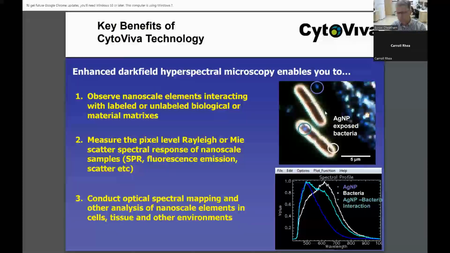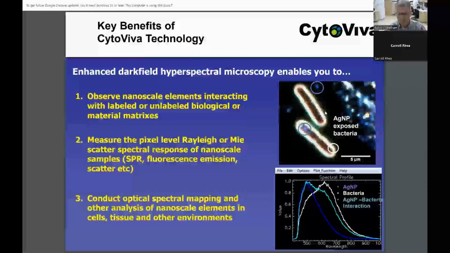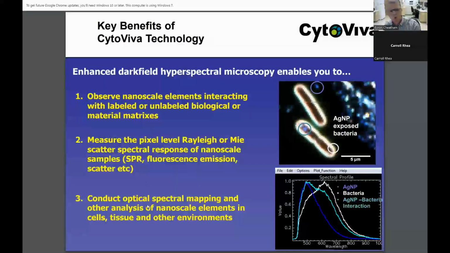A quantum dot is going to produce a very distinct emission, or more traditional fluorophores that are utilized for fluorescence imaging. All of those, as well as scatter, whether it's surface plasmon resonance scatter or other types of scatter, can be measured by this technique, and they can be sorted and unmixed with this technique with a high degree of accuracy, which allows us to do spectral mapping and other analysis, not only in cells, such as the bacteria or such as the mammalian cells that we were looking at, but also in tissue and other environments.